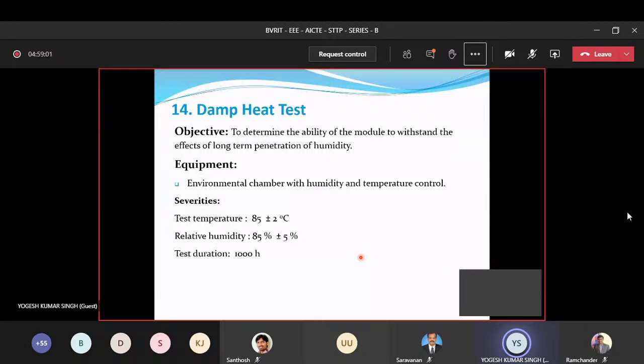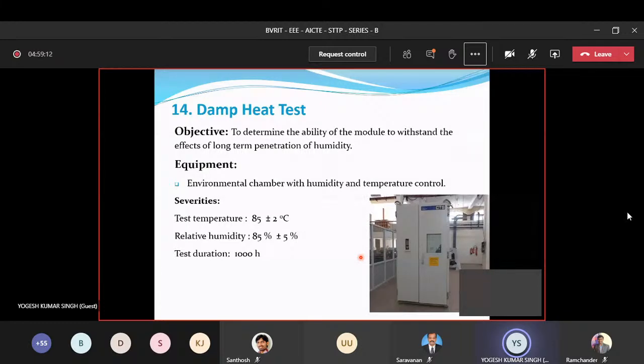So these are all the damp heat instruments, and with the help of that you will test your equipment. So these severities are the requirement for the module. The temperature is around 85 plus or minus 2 degrees, and the relative humidity again plus or minus 5%.